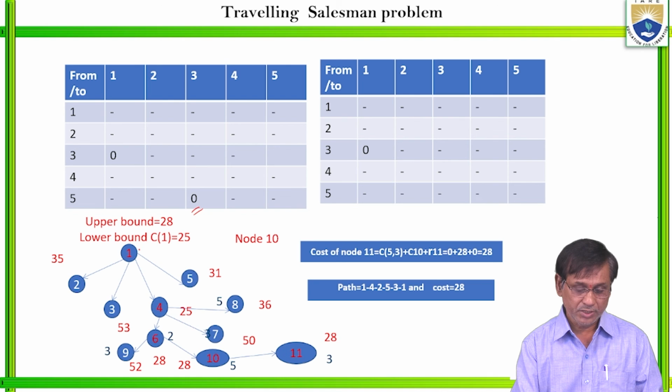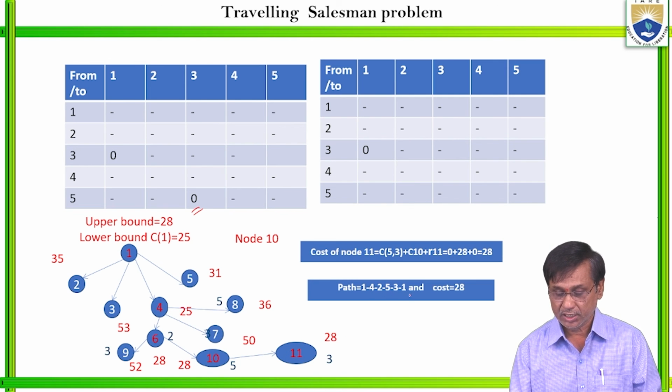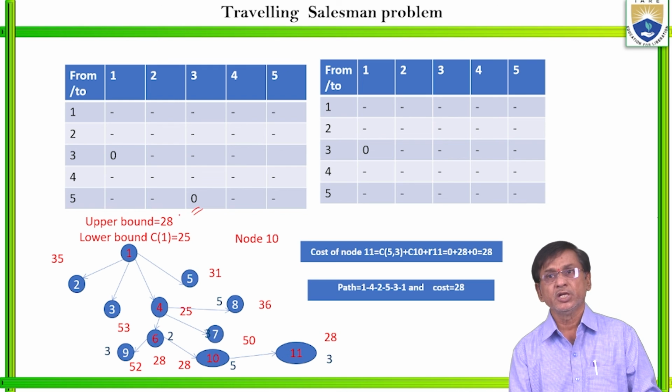The path is, because 1 to 4 is 25, 4 to 6 is 28, and 6 to 10. That means 1 to 4, 4 to 2, 2 to 5, 5 to 3, 3 to 1. This is the path, and the corresponding cost is 28. The lower bound corresponding to this problem is 25 and the upper bound is 28.